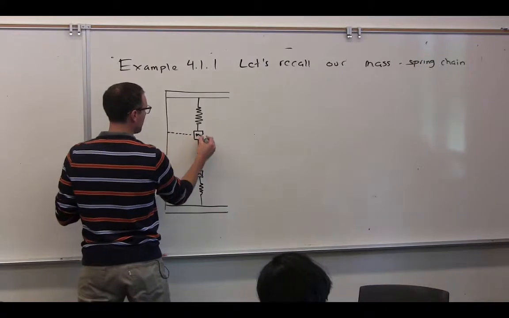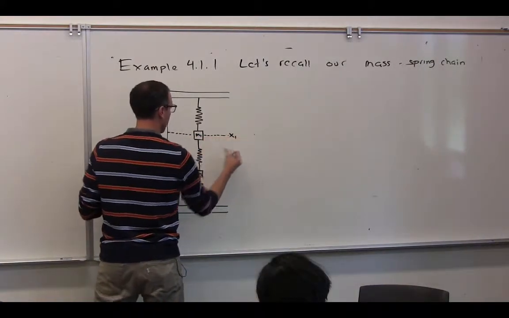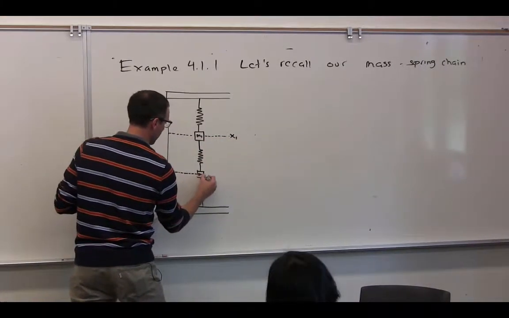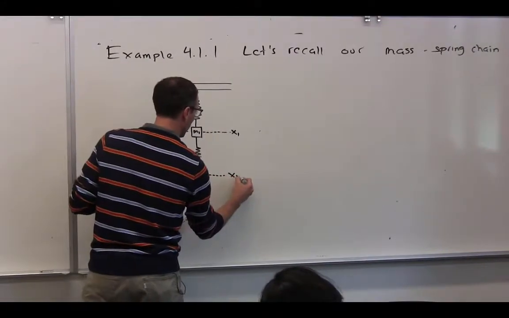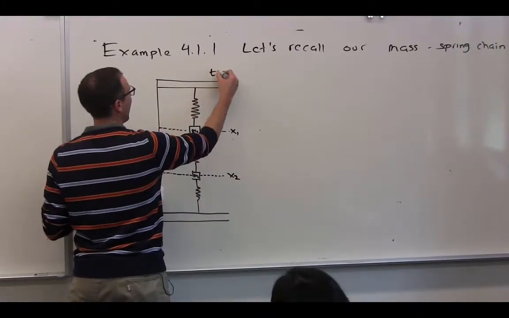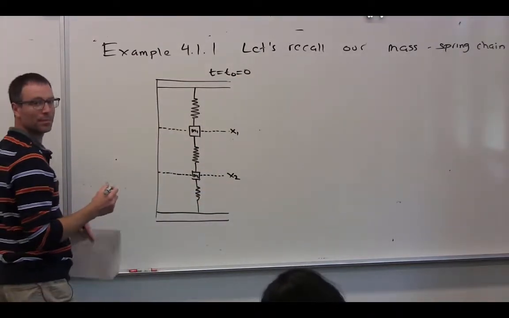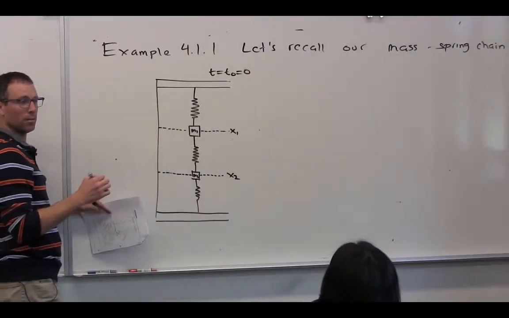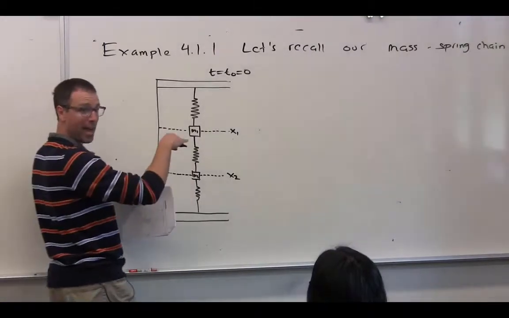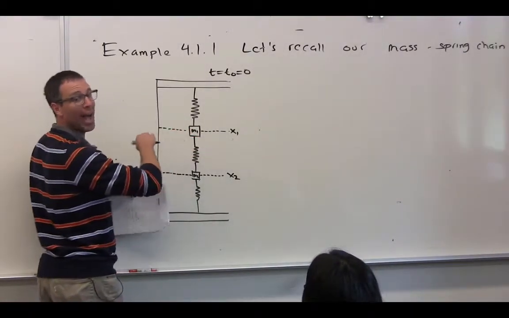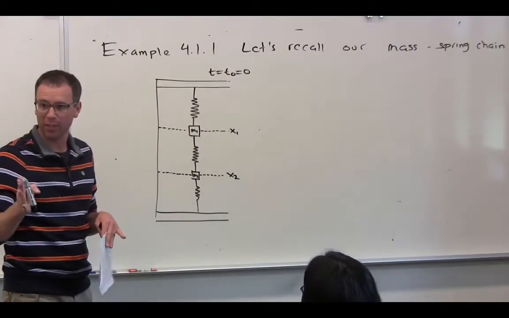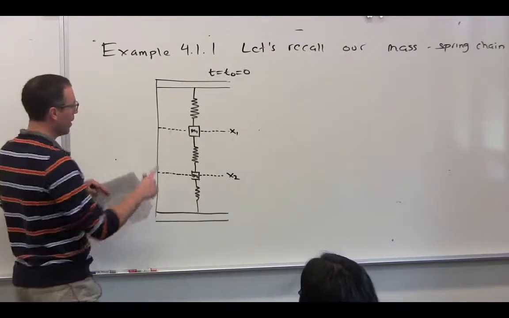We'll call this position right there x sub 1, and we'll call this position right there x sub 2, and we'll say that we start this at the initial time 0. What is x sub 1 again? Position of the center of mass at equilibrium, which means 0 velocity, 0 acceleration, 0 net force, right?